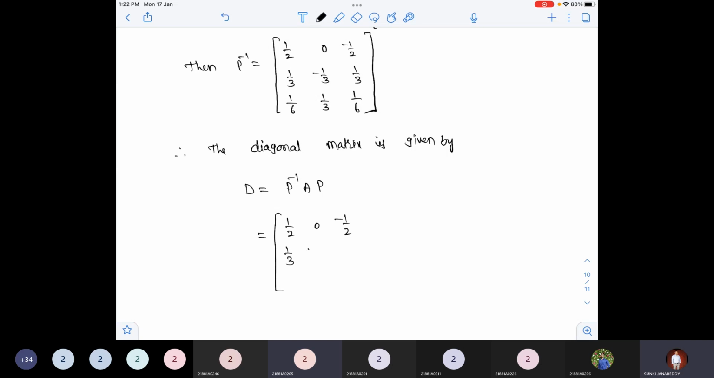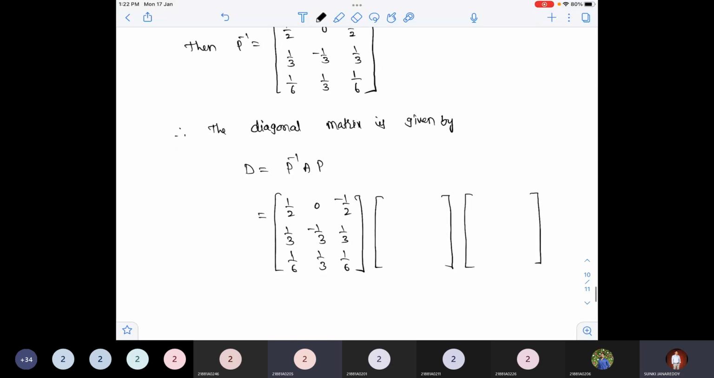Next, 1 by 6, 1 by 3, 1 by 6. Next, what is A? Write the given matrix A. Next after that, P. That is also right here.